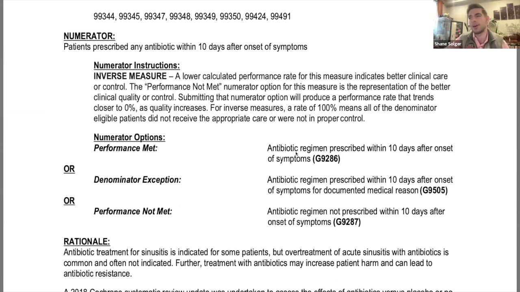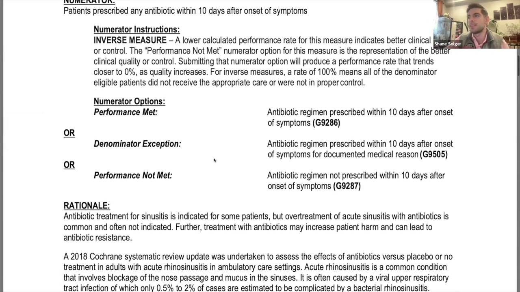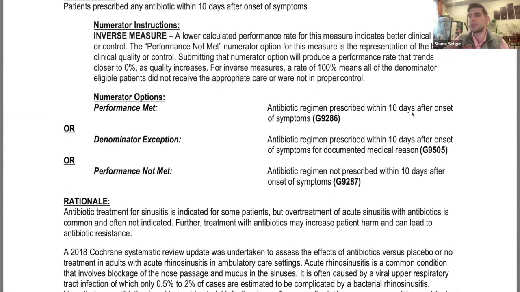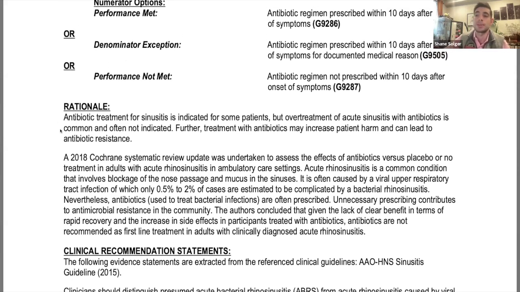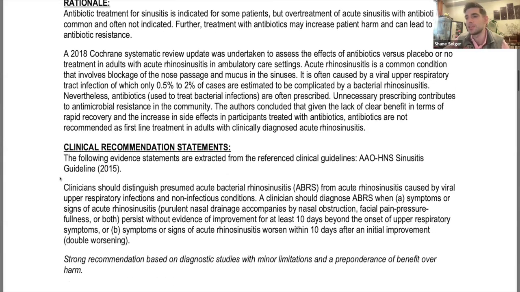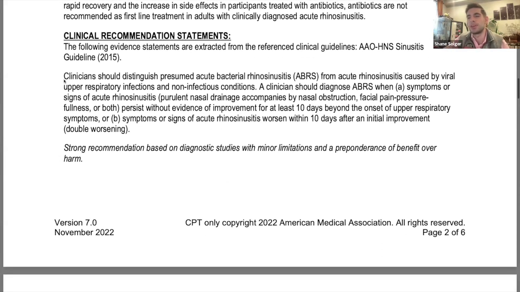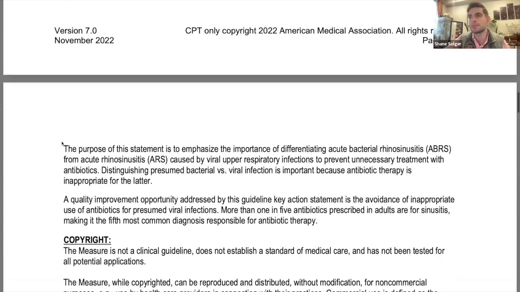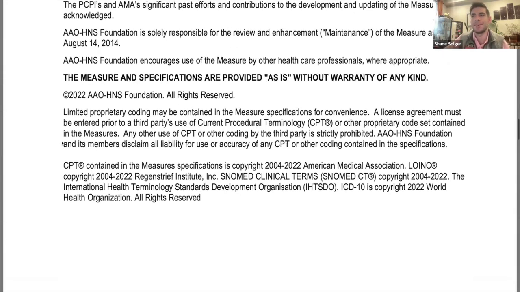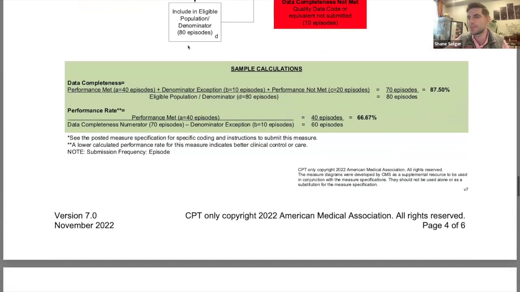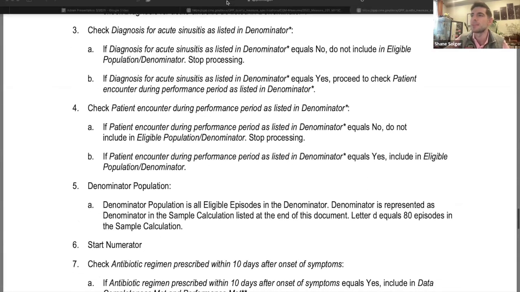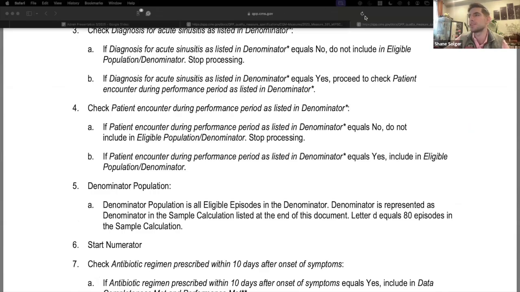So if you gave an antibiotic regimen prescribed within 10 days of acute onset symptoms, that means that you did a good job because you waited your 10 days, and then you didn't meet it if you gave it within that first 10 days. It talks about the rationale, so the evidence behind their decision, talks about what their actual recommendation is for care, their copyright data, and then they also have all these different fun algorithms because we're emergency medicine and we love algorithms. But that's what one of these looks like in a nutshell.